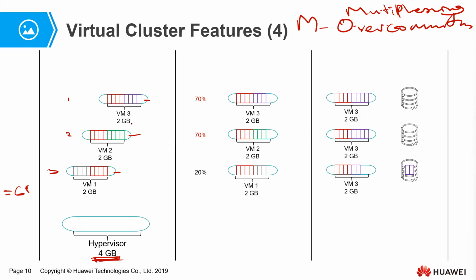So we are saying that overcommitment allows us to use more memory than the total memory on our physical machine or server. It includes technologies like memory.